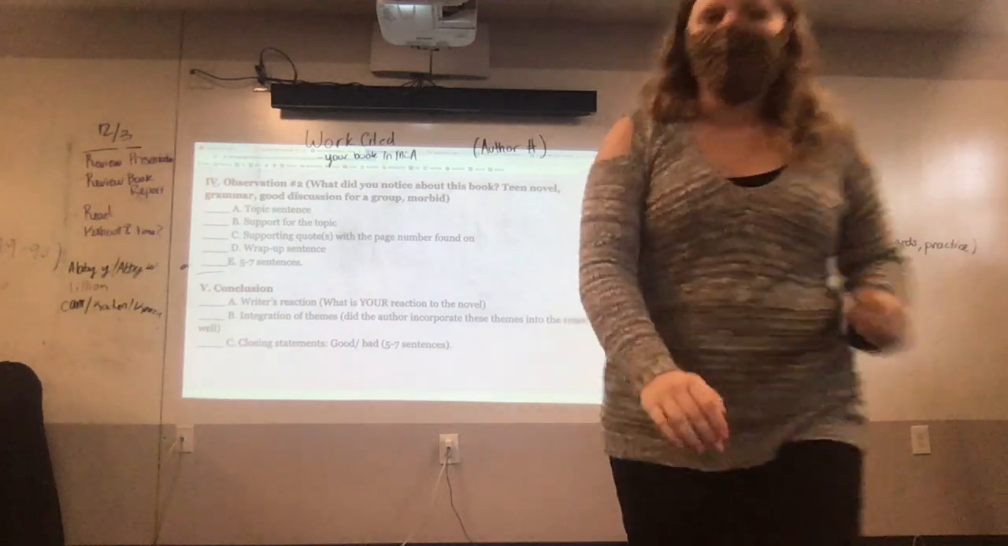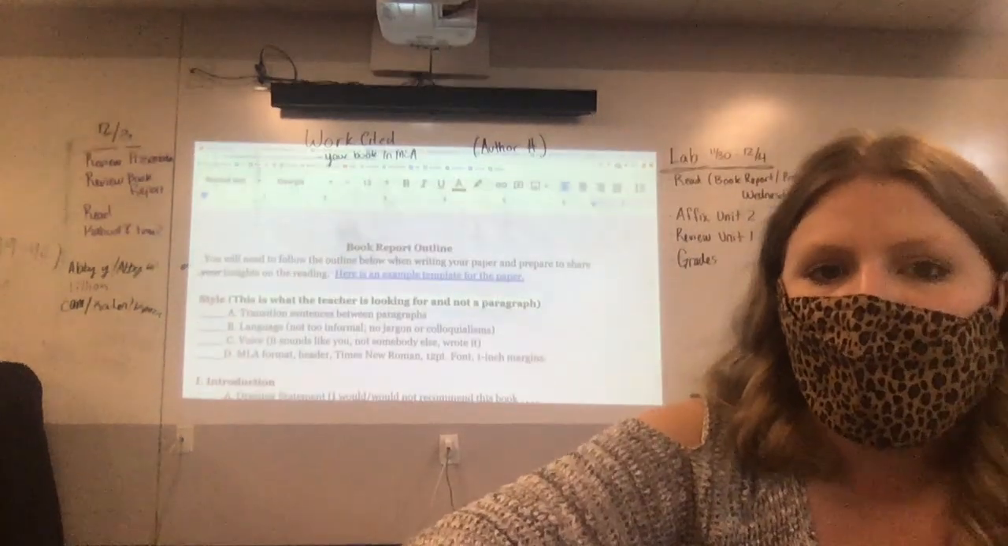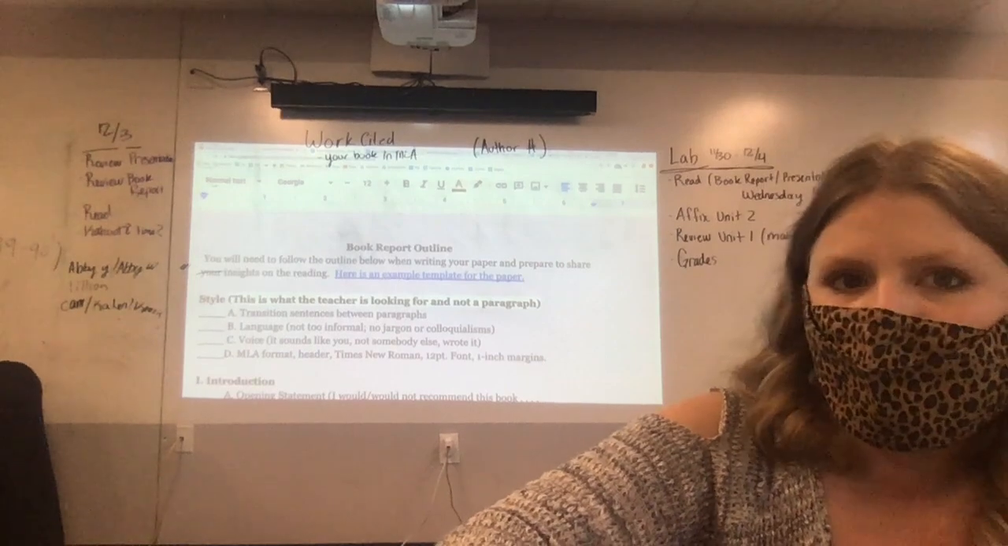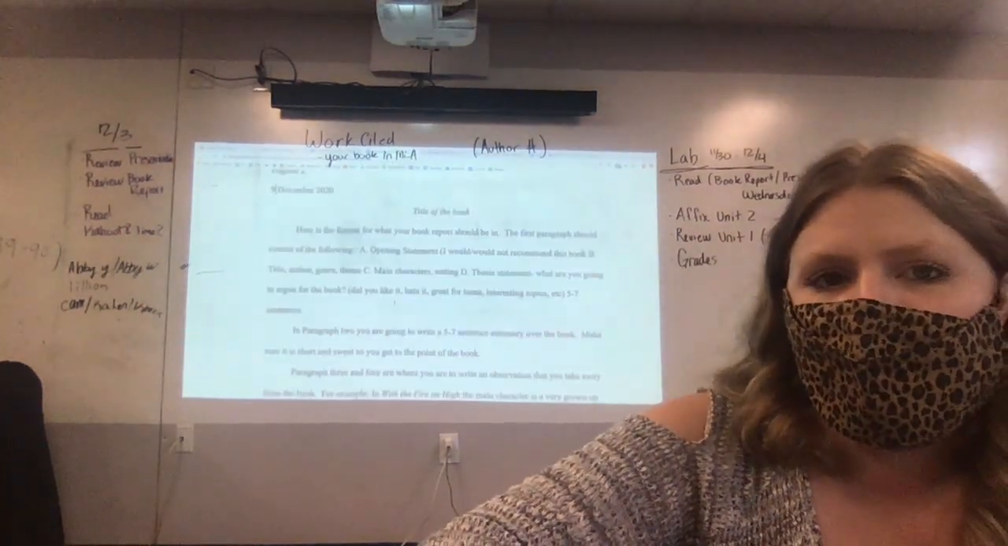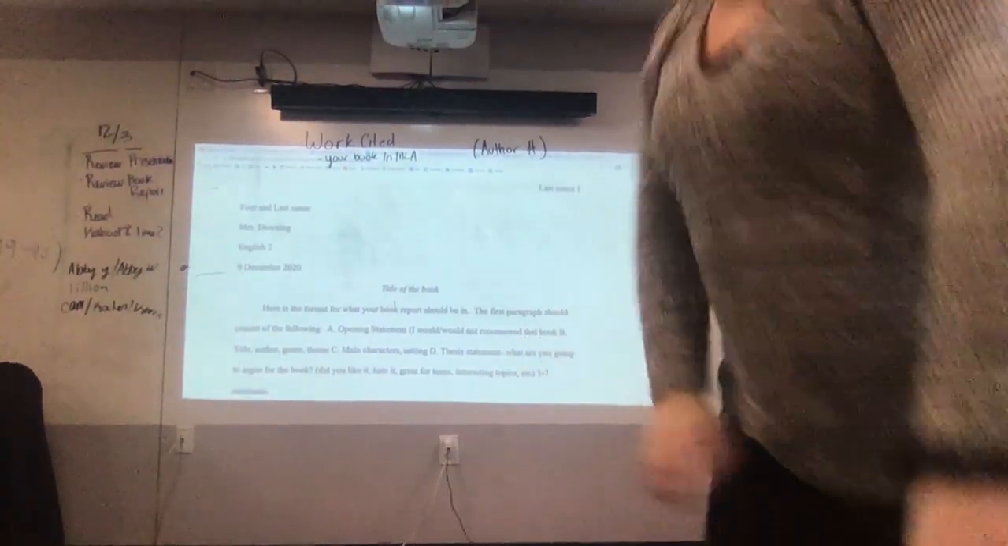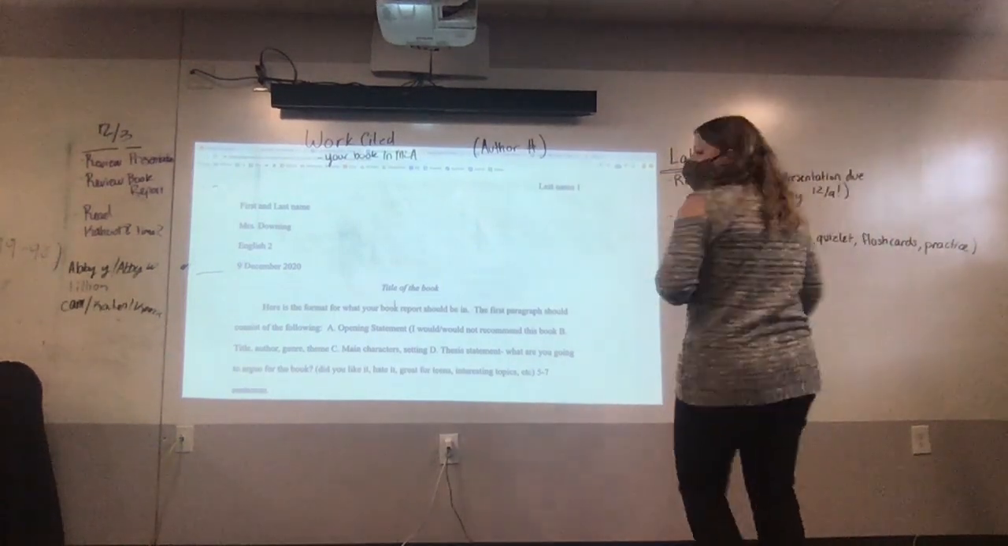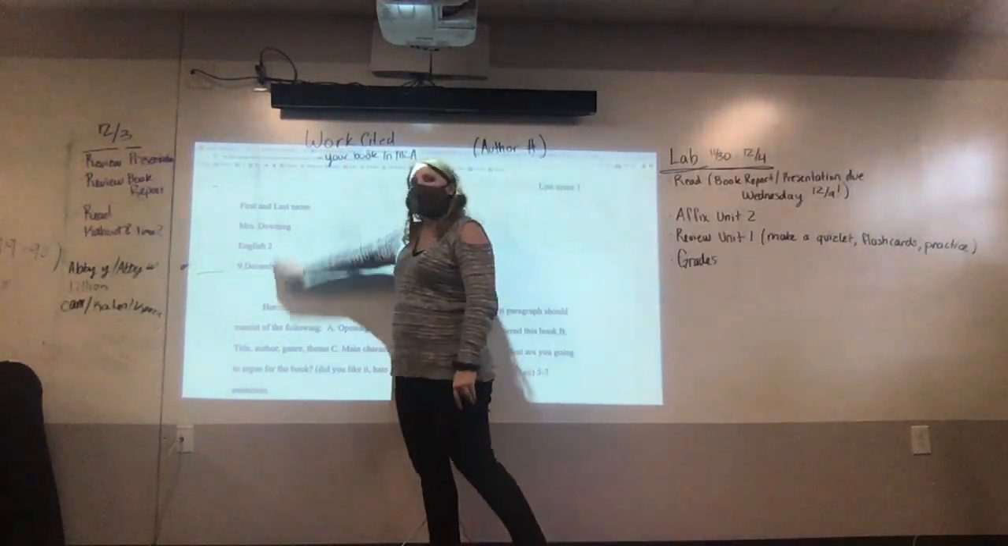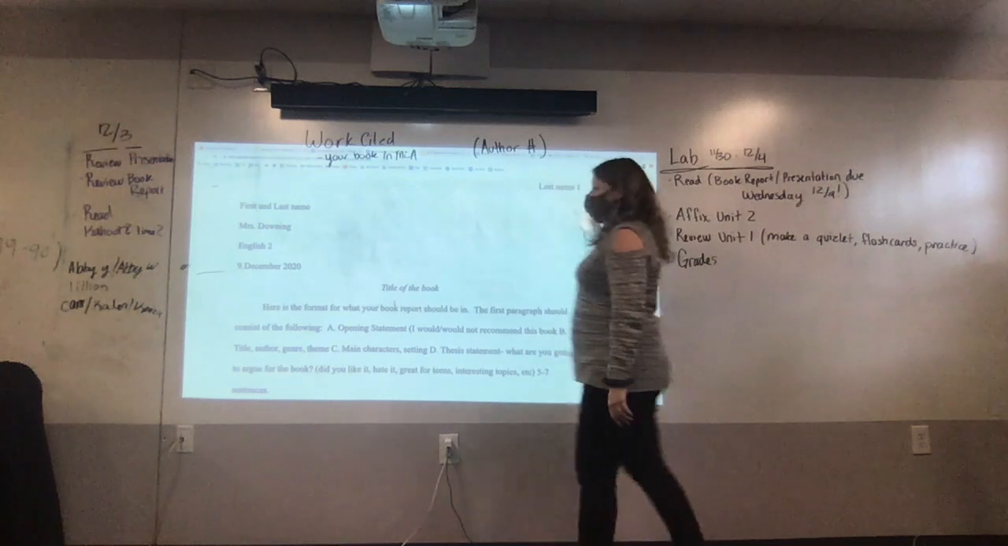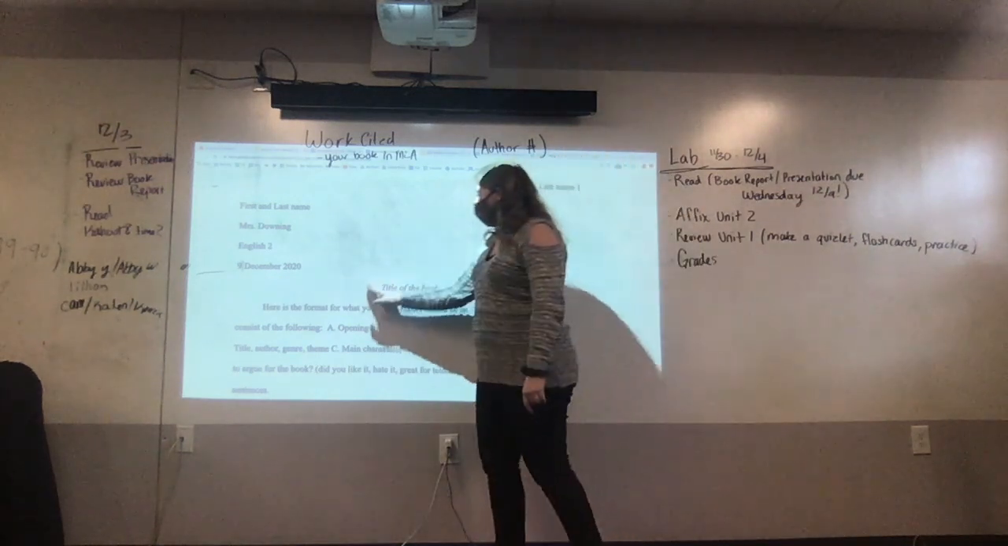So if you scroll to the top of this sheet, you're going to see this blue hyperlink that takes you to this. On here, I have all of your formatting set up for you. So I have your MLA header. I have your running head. I have the title of the book right here.